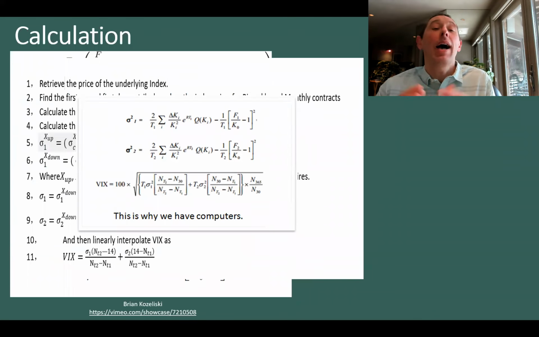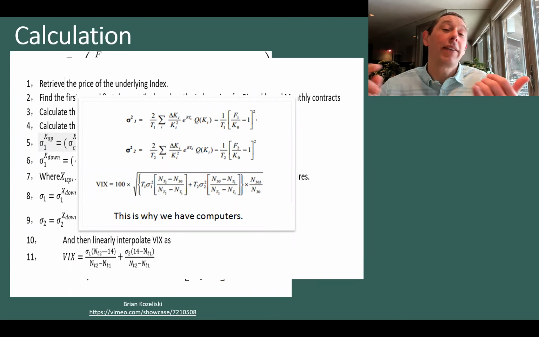But the point is, we don't really need to calculate this ourselves. It's calculated for us constantly. We could put it in an Excel spreadsheet if we wanted to. Let's not focus on the exact calculation. Let's just focus on what it is and how we might use it as an investor.